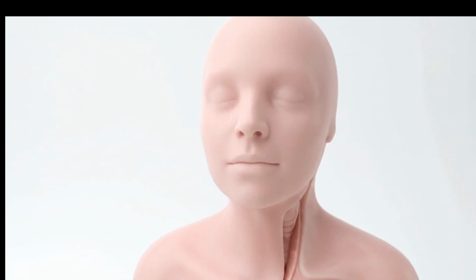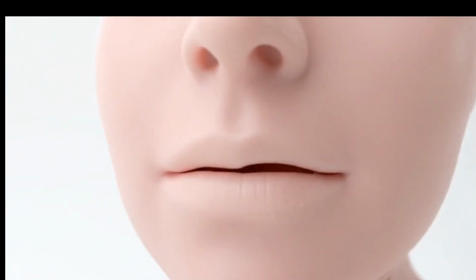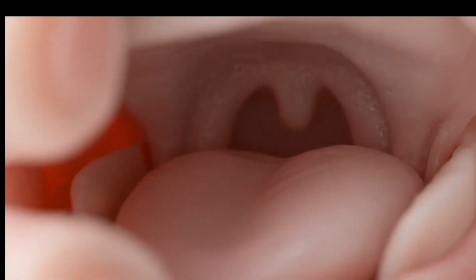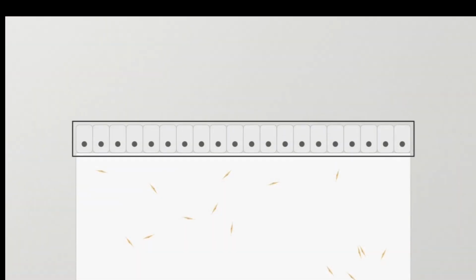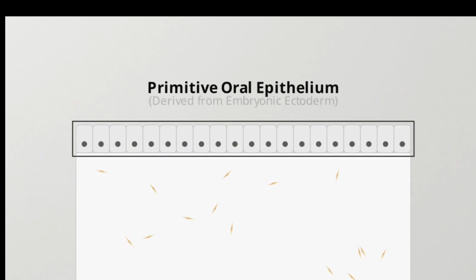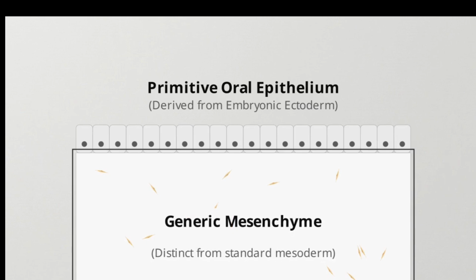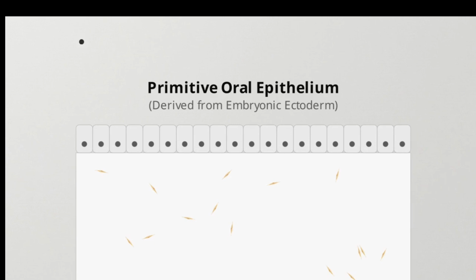Around week 6 of intrauterine life, the physical architecture of a human mouth begins to assemble inside the primitive oral cavity. In this microscopic cross-section of the developing jaw, we see the topmost structural layer, the primitive oral epithelium, derived from embryonic ectoderm. Directly beneath sits the dental mesenchyme, distinct from standard embryonic mesoderm.